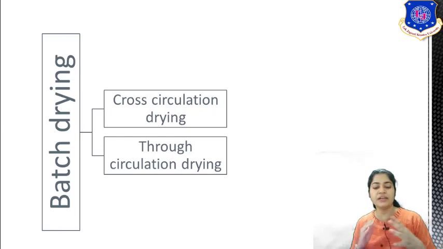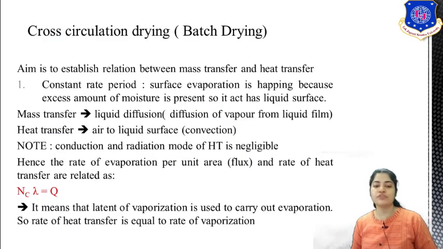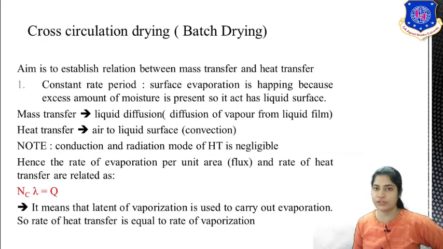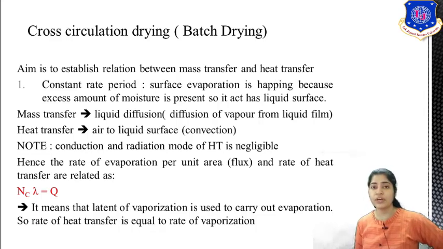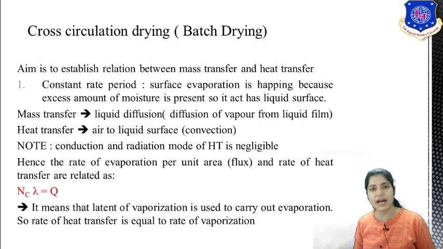In batch drying also you have two types of mechanism. First is cross circulation drying and second is through circulation drying. So moving forward with cross circulation drying, which is part of batch drying. The gist of this topic is that you will get a relationship between mass transfer and heat transfer, and how heat transfer aids in carrying out the mass transfer.